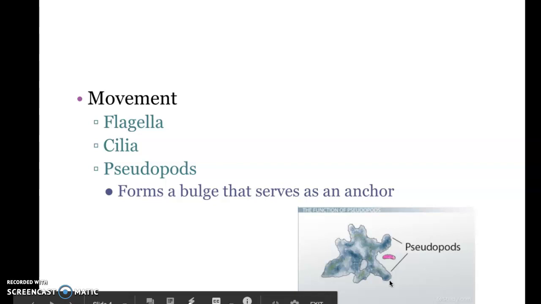What pseudopods do is it forms a bulge that serves as an anchor, which you can see right here. These bulges serve as an anchor, and so it allows the cell to pull itself forward.